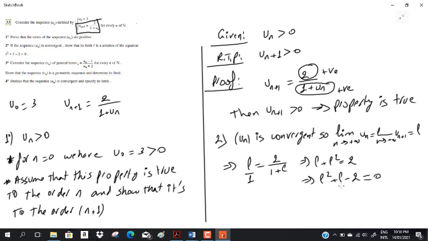Of course, if we want to solve this equation using a calculator or the discriminant delta, we'll find that L equal 1 or L equal minus 2. But L equal minus 2 is rejected since we proved that all the sequence is positive, so the limit L is equal to 1. So that's how we solve number 33 parts 1 and 2. We still have to solve parts 3 and 4.